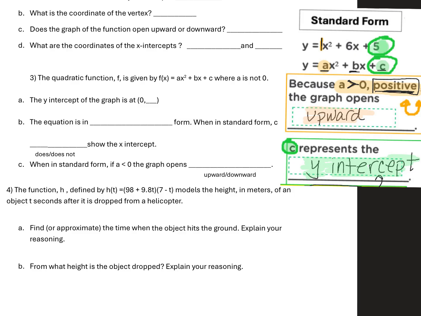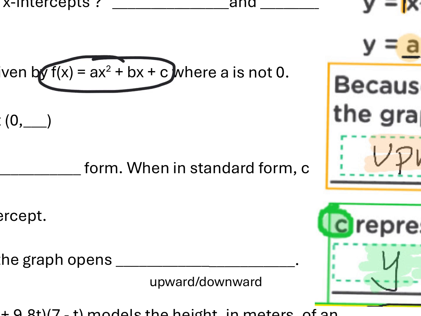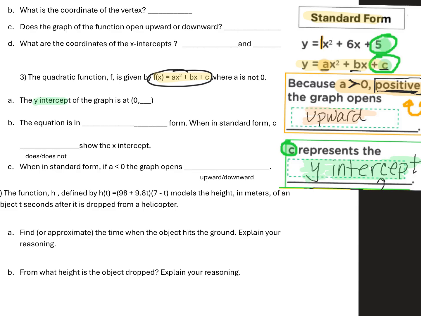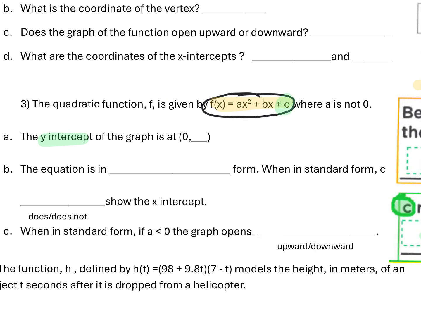For problem number 3, we're going to use this section of our notes again. And so if I look at the format of the equation that I'm given, it doesn't give me any numbers, but I can tell that it's in standard form. And I can tell that this is in standard form because of the notes that I have here. And it asks for the y-intercept. Well, in this example, it doesn't tell me what the y-intercept is.